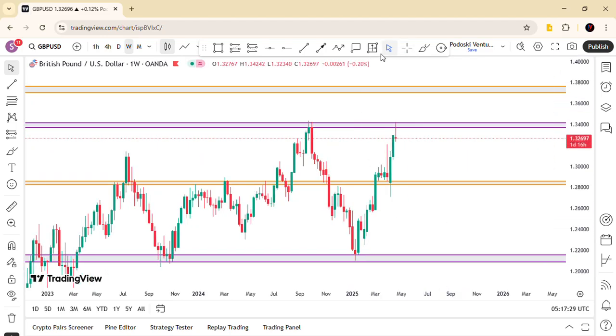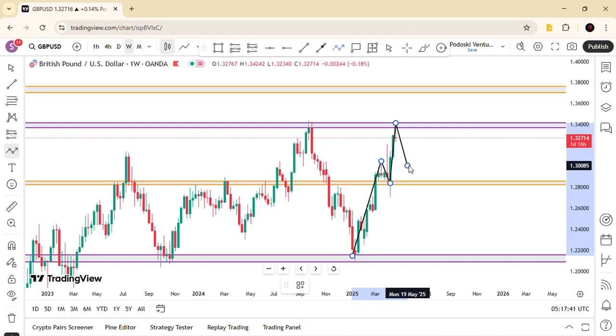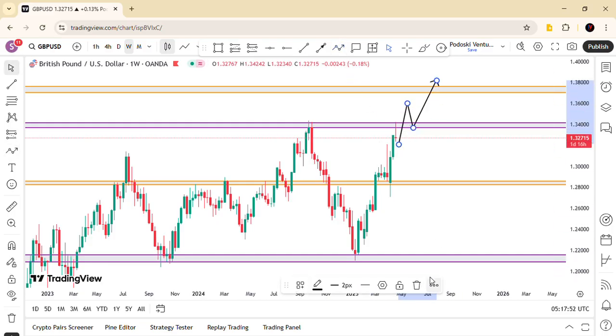After price tapped into the monthly zone, it went all the way up, came back for a retest, then you could see it went straight to the upside. So are we going to see another retest before the continuation push to the upside, or are we just going to see a break and a retest, then a continuation push?